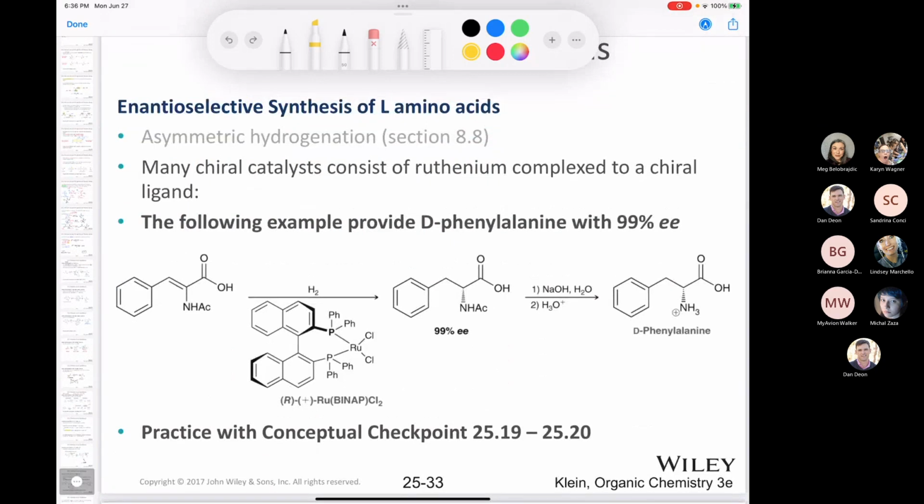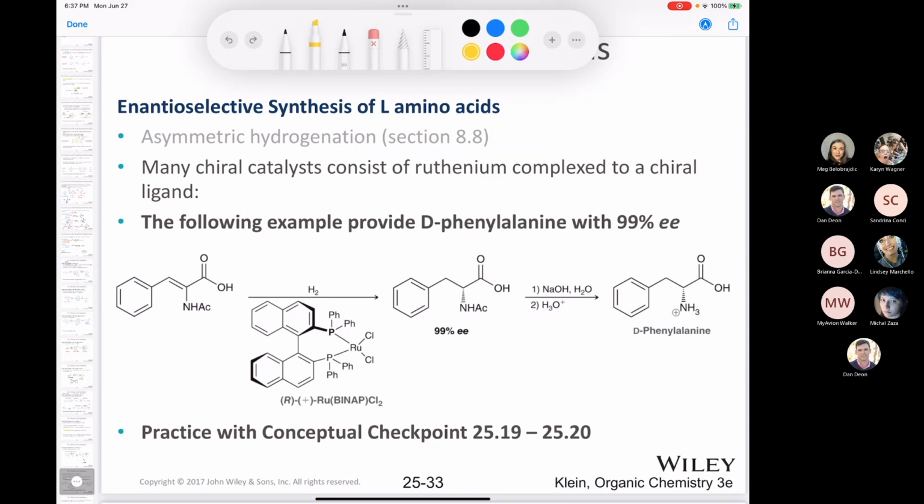And a lot of chiral catalysts involve ruthenium. This is probably the only time, as a matter of fact, that ruthenium has ever come up in this class and probably ever will. You don't talk about ruthenium a lot in organic chemistry, but ruthenium has ligands complexed to it. And you might remember hearing about ligands in general chemistry too. And you end up with something that is a chiral molecule that catalyzes the reaction.